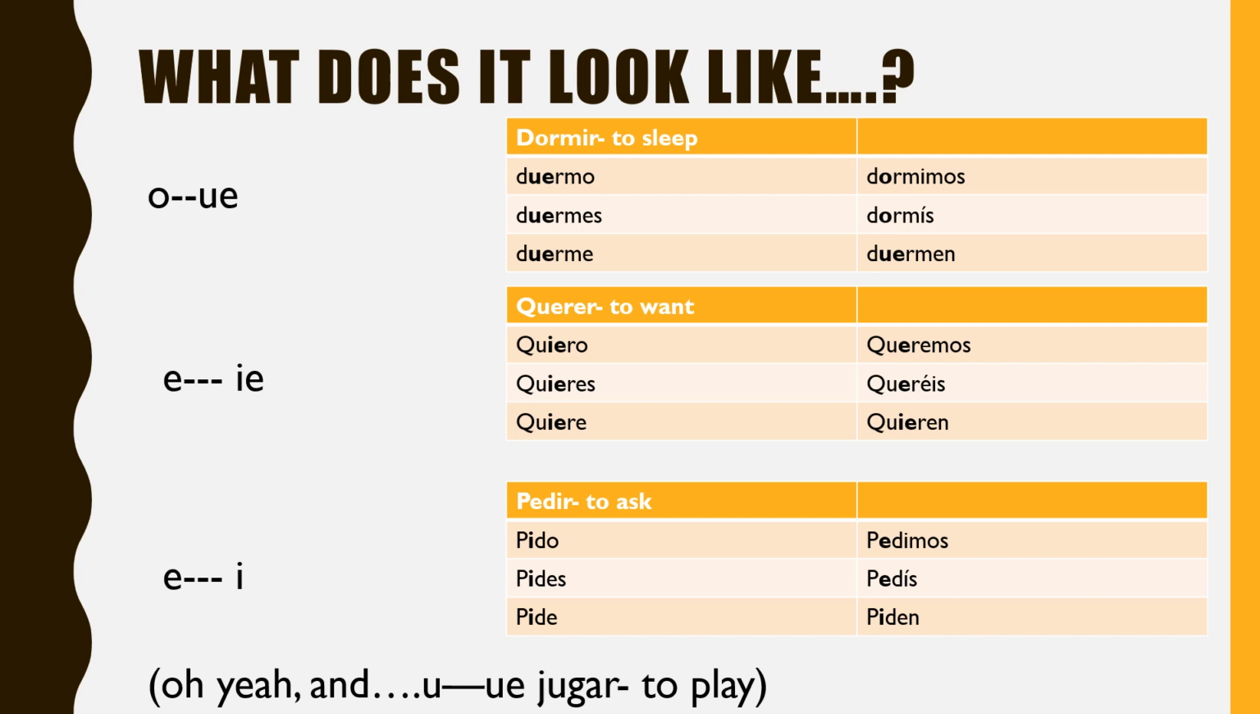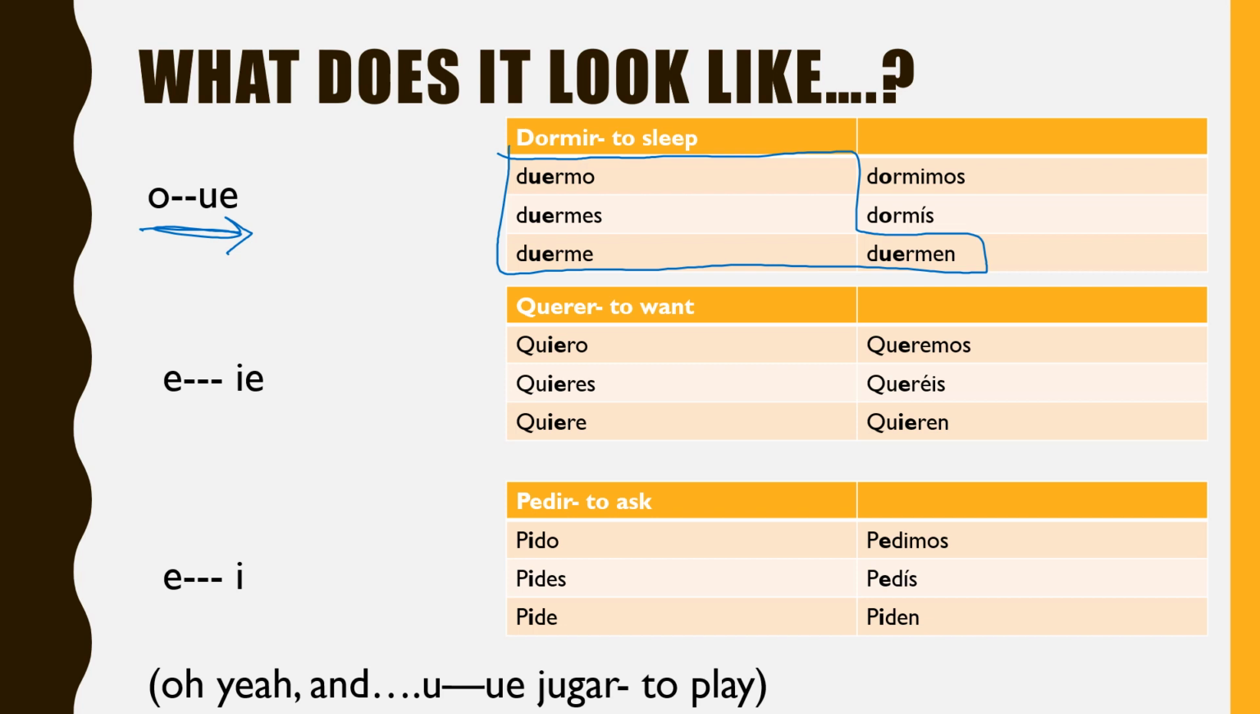There are three specific times you consistently see some changing. The first is O to UE. Our example here is dormir, to sleep. Take a look at what is inside of this shoe verb. All right, so here's our shoe. It's a real wonky looking shoe, but there it is. We've changed the O to a UE inside the shoe.